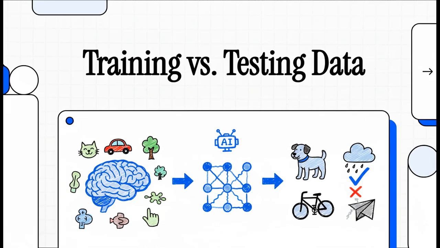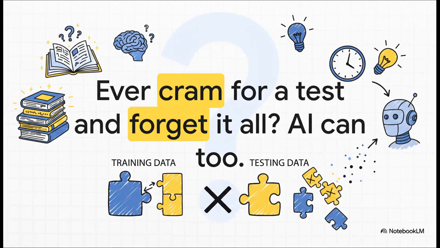So, let's get right into one of the most important ideas in all of artificial intelligence. It's the difference between training data and testing data. Now, this might sound like a technical detail, but trust me, it's the core secret to making sure an AI is actually smart and not just really good at cheating on a test.